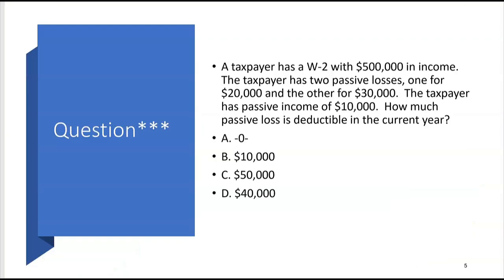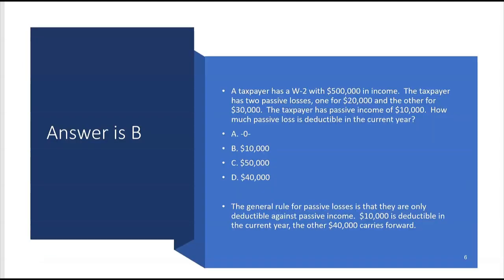Let's try this question. A taxpayer has a W-2 with $500,000 in income. The taxpayer has 2 passive losses, one for $20,000 and the other for $30,000. The taxpayer has passive income of $10,000. How much passive loss is deductible in the current year? So the general rule for passive losses is that they're only deductible against passive income. What if there was no passive income at all? See the $10,000 of passive income? What if there was none?